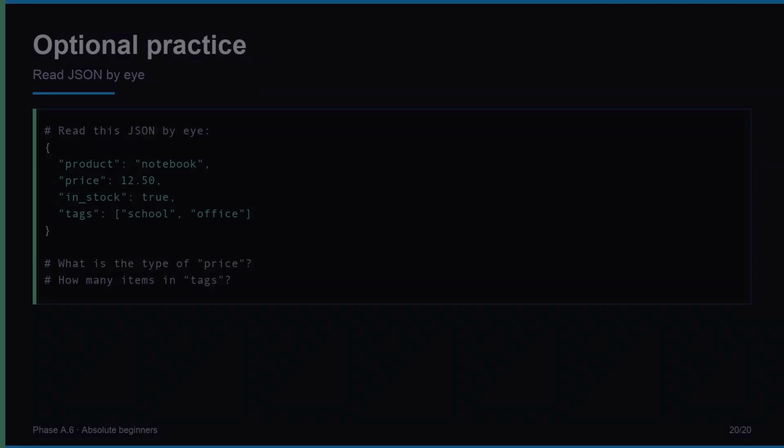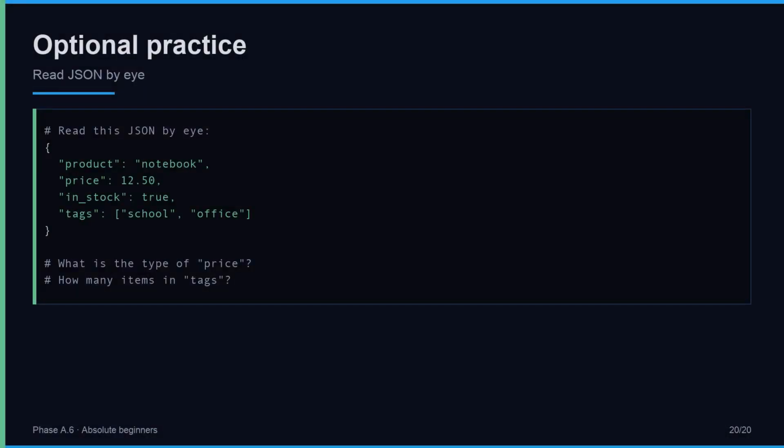Code comes next. If you want to lock this in, read this small JSON by eye. What is the type of the price value? It is a number, 12.50. How many items are in tags? Two. School and office. Is in stock true or false? True. If you can answer all three calmly, you can already read JSON.